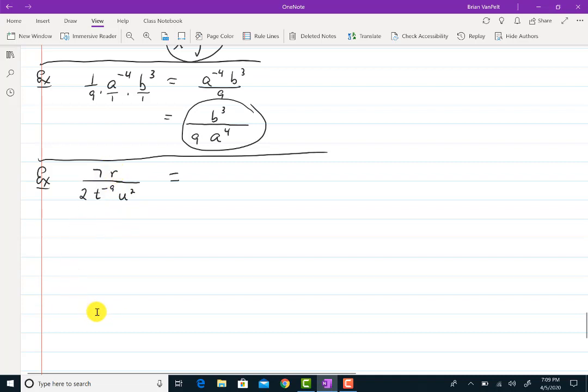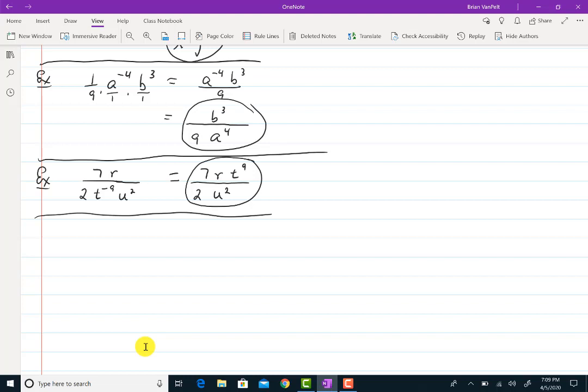But anyways, what am I going to do? I'm going to leave everything where it is that already has a positive exponent. So the 7, the r, the 2, and the u squared already had positive exponents. The only thing without one was this t to the 9th power, and I will simply put it up here. And that's it. All we have to do is eradicate the negative exponents, and that's all your book is asking us to do.